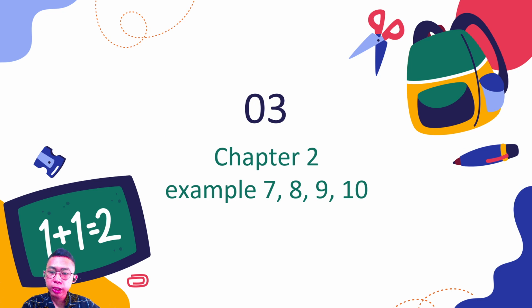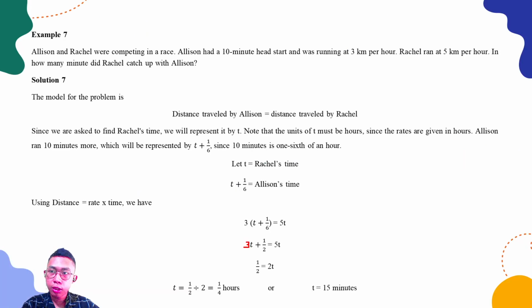And finally, I will explain chapter 2, examples 7, 8, 9, and 10. Example 7. The question is, Alison and Rahel were competing in a race. Alison had a 10 minute head start and was running at 3 km per hour. Rahel ran at 5 km per hour. How many minutes did it take Rahel to catch up with Alison?